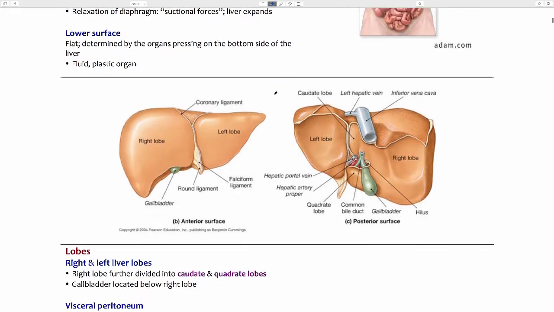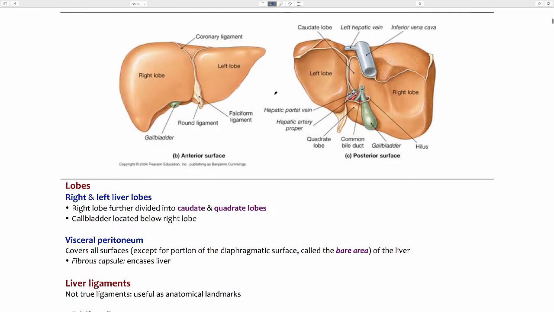A couple of important landmarks on the liver. So first of all, the liver is divided into two lobes, the right and the left lobe. And again, this is patient's right and patient's left. And the gallbladder is down here. And then there is the visceral peritoneum, covers all the surface except for the upper portion here of the diaphragmatic surface.